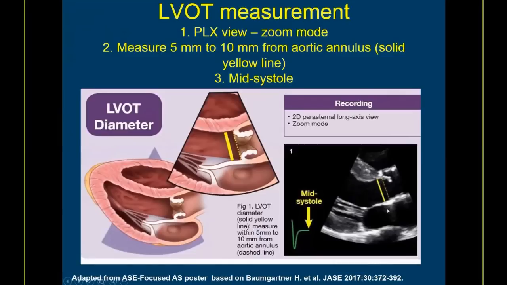The solid yellow line shown here, the dotted one is where the aortic annulus is. But we recommend that you do it just a little bit apically into the LVOT. I will discuss why that is. And you want to perform it in mid-systole. Basically, that's because you want to do it at the same time frame as your LVOT velocity measurement, and that's around mid-systole.